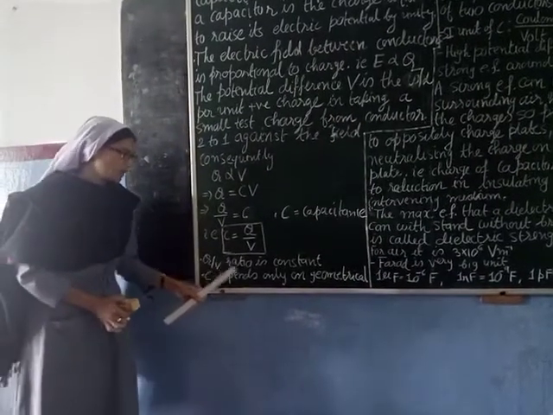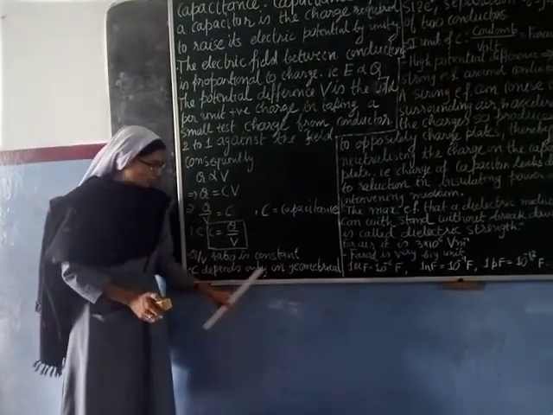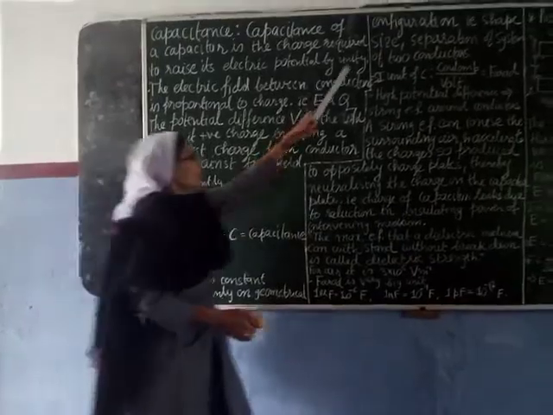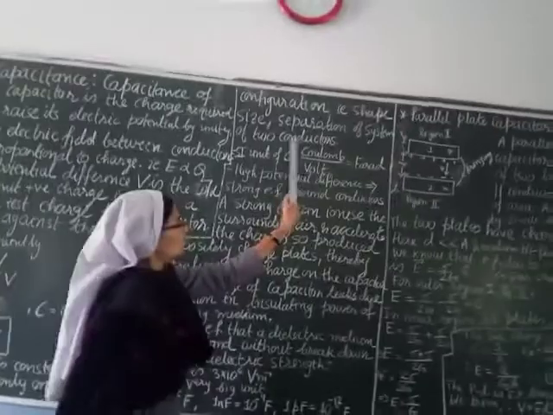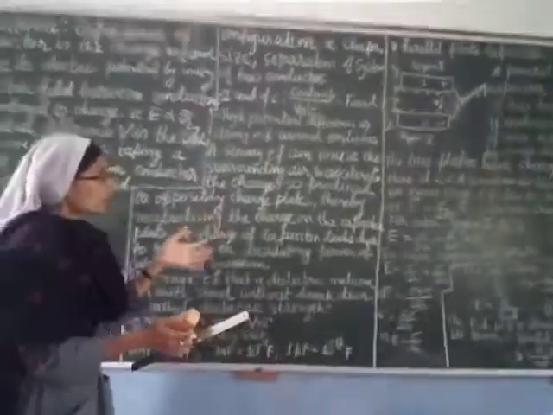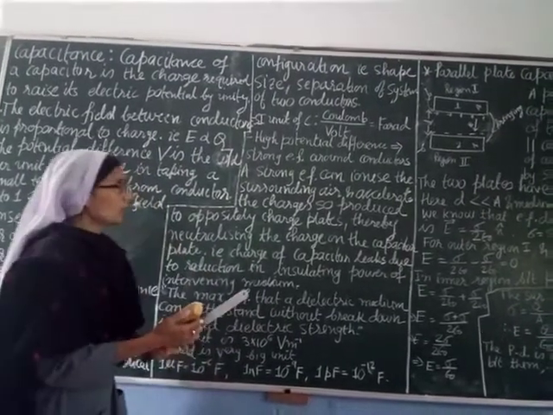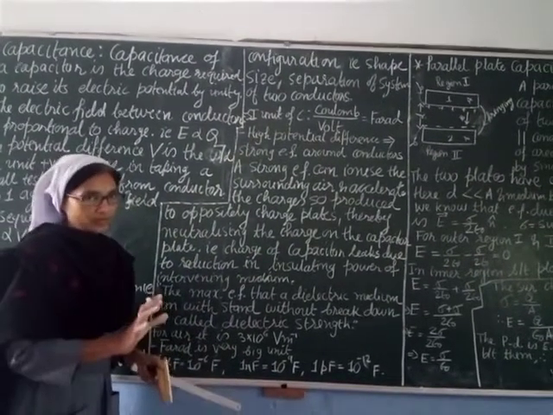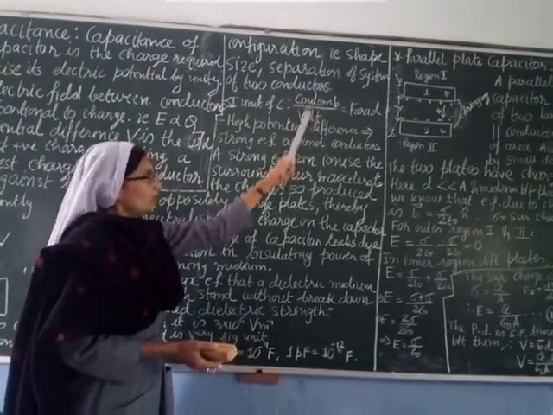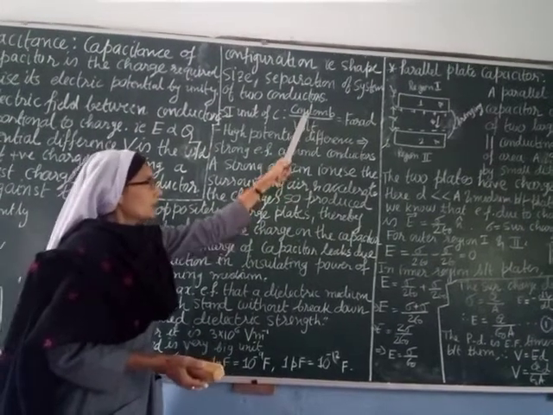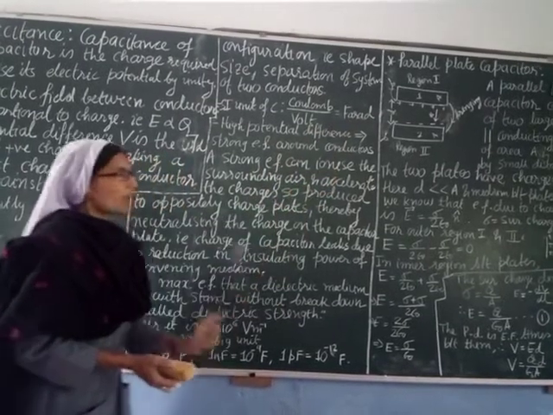This ratio Q by V is constant. Then what about C? C depends only on the geometrical configuration, that is the shape, size, and separation of the system of two conductors. It depends only on what size you are taking, what shape you are taking, and what separation you are keeping between the two plates. Then the SI unit of capacitance is Q by V. Q is coulomb and V is volt, and this is given the special name farad. The symbol we use is capital F.